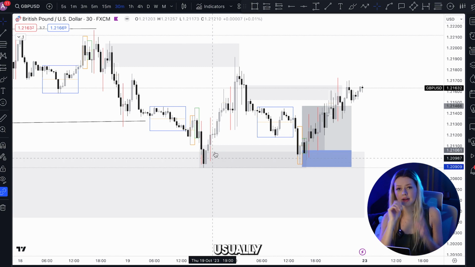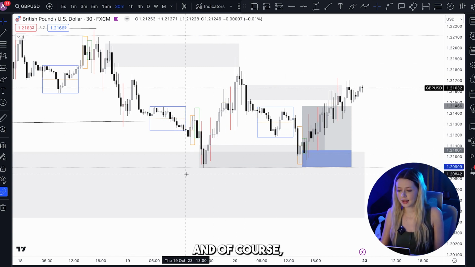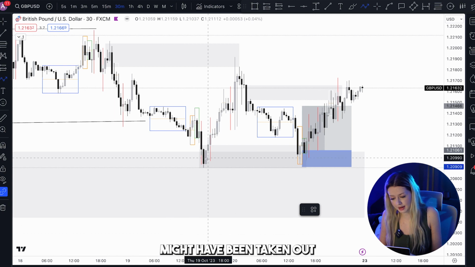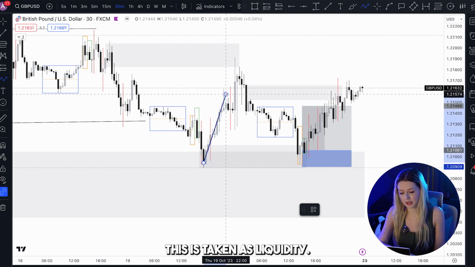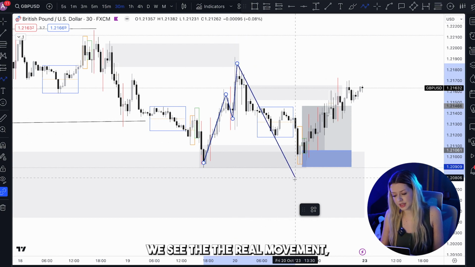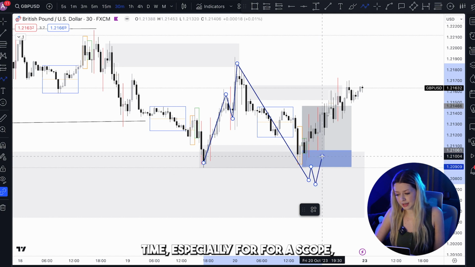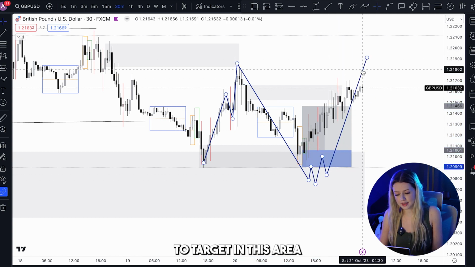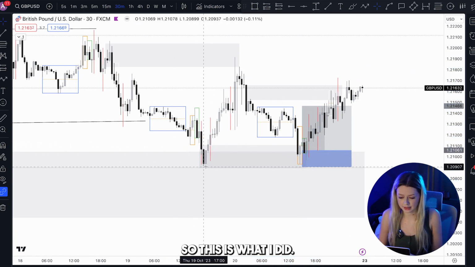Usually, a larger area is mitigated at least 2-3 times. And of course, this low over here might have been taken out, because this thing happens sometimes. It is taken as liquidity and then we see the real movement. But also from time to time, especially for a scalp, this works too, to target this area over here, this extreme, and to take a trade from it. So this is what I did.